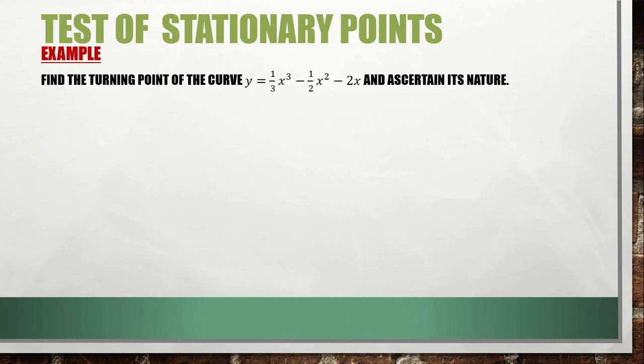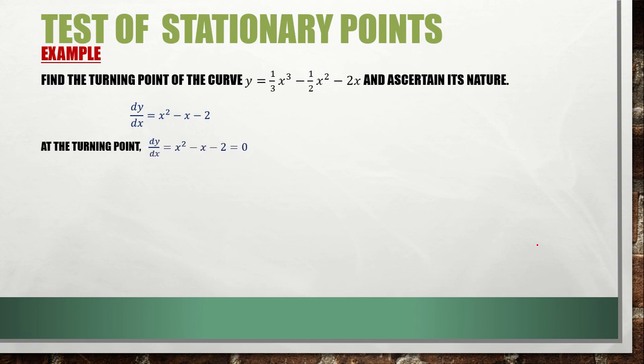Find the turning point of the curve y is equal to 1/3 x cubed minus 1/2 x squared minus 2x, and ascertain its nature. Still the same thing. Now from what you have basically done, could you also attempt this question before we do it together? The next thing that you'll get from this point, you first start by getting the gradient function, which is x squared minus x minus 2. You know how each of those things come about.